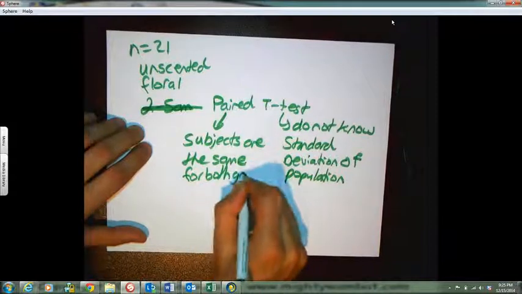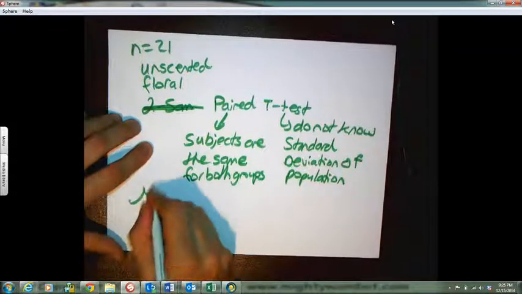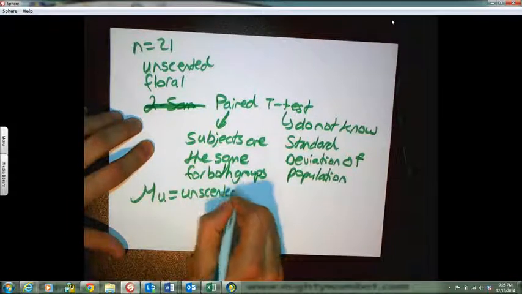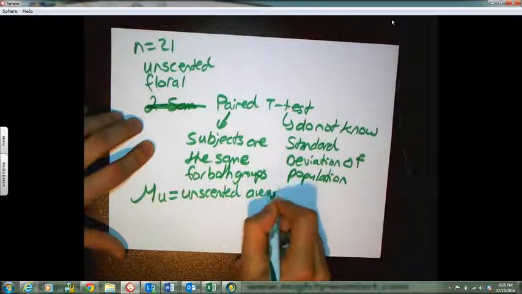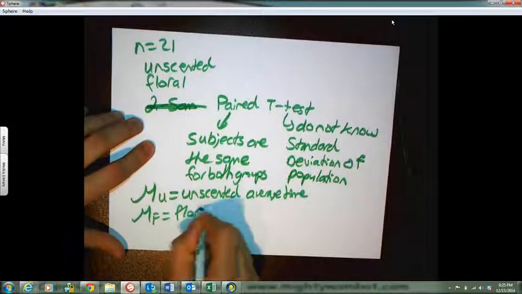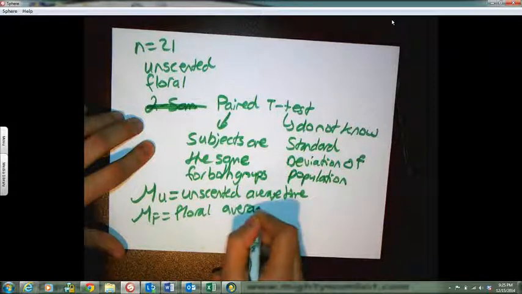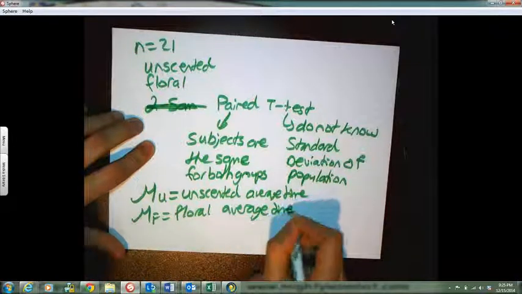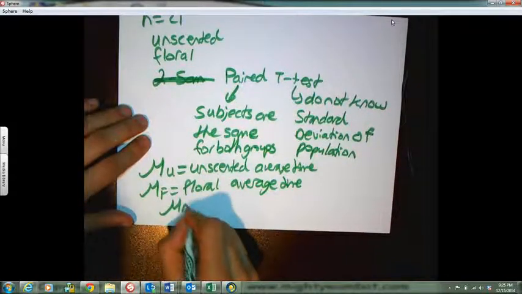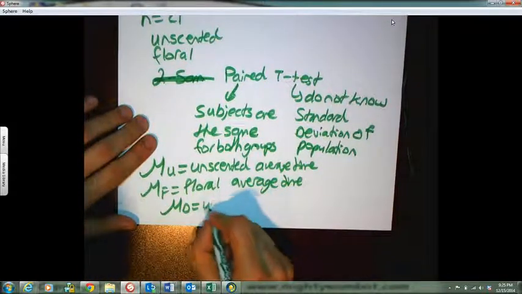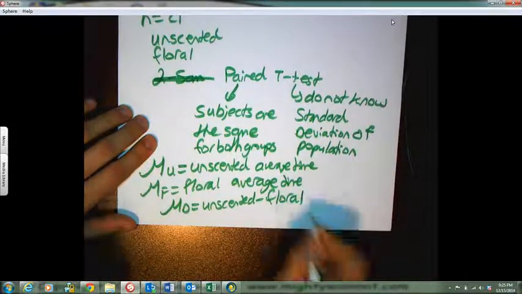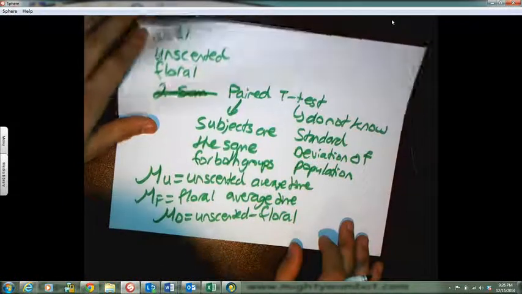Okay, now we need to define our variable. So we have mu u, which is the unscented average time, and we have mu f, which is the floral average time. Now what we really care about is the difference. So the mu d, we'll call it unscented minus floral. All right, so let's take a look at our hypotheses now.